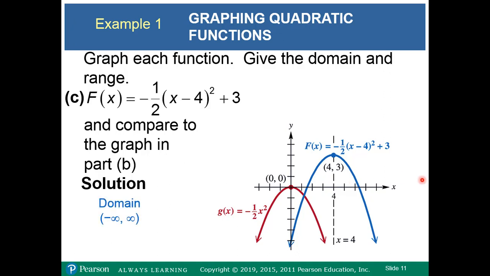So the domain, again, looking at this graph, is all real numbers. And this time, the range is going to go from what? 3 to negative infinity, or negative infinity to 3, if you will. And the axis of symmetry is at x equals what? 4.